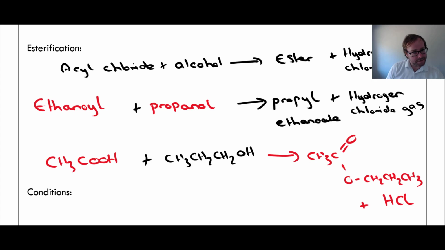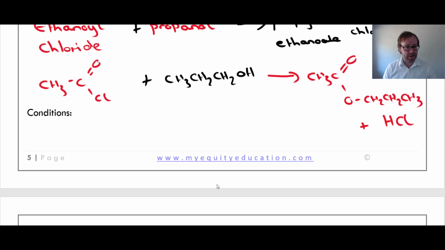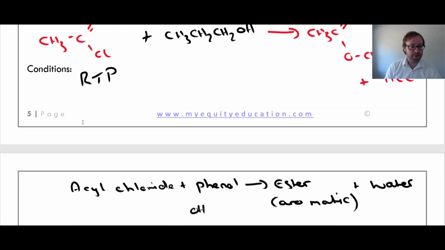We're not doing acids, that's the whole point of this. So the acyl chloride is ethanoyl chloride, which means that I will be using this, so that's my ethanoyl chloride, plus the propanol to form my ester. So propyl, remember this is the alcohol bit, and this is from my acyl chloride, not from my acid. So the ethanoyl chloride. Okay, conditions. Unsurprisingly, because acyl chlorides are very reactive, it happens at room temperature and pressure.